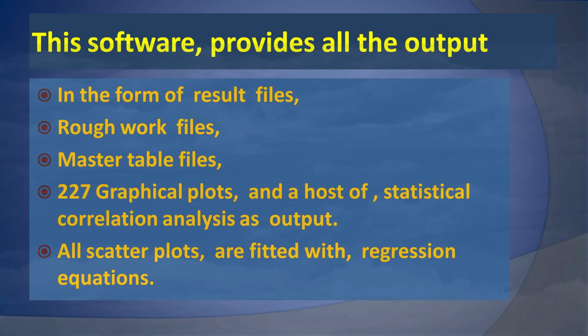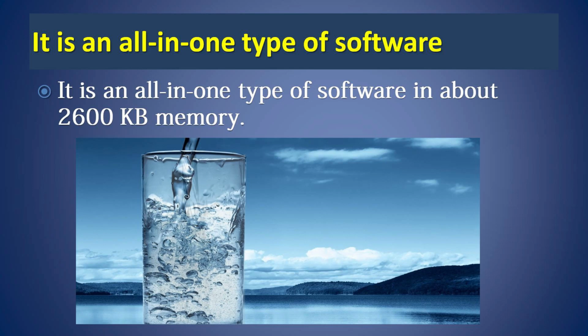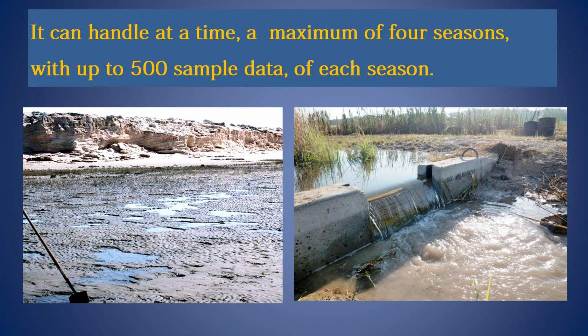227 graphical plots, and a host of statistical correlation analysis as output. All scatter plots are fitted with regression equations. It is an all-in-one type of software, in about 2600 KB memory. It can handle at a time a maximum of 4 seasons, with up to 500 sample data of each season.